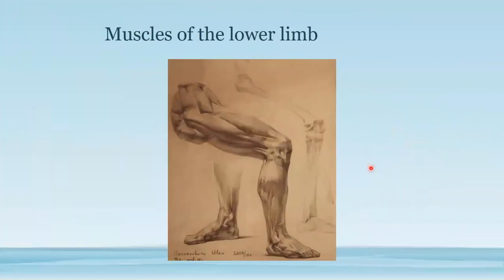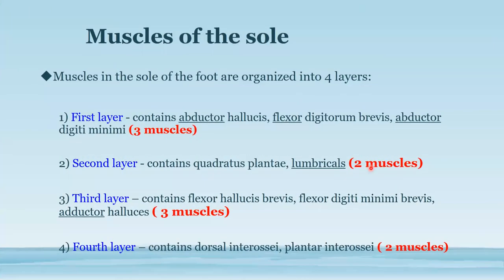Okay, now we go to the last region of the lower limb, which is the foot. So kalau the foot ni muscle of the sole lah, the sole and the dorsum. Sole tu tapak kaki and dorsum is the above part of the foot. So the muscle of the sole can be organized into 4 layers. The first layer, the second layer, third layer, and fourth layer.